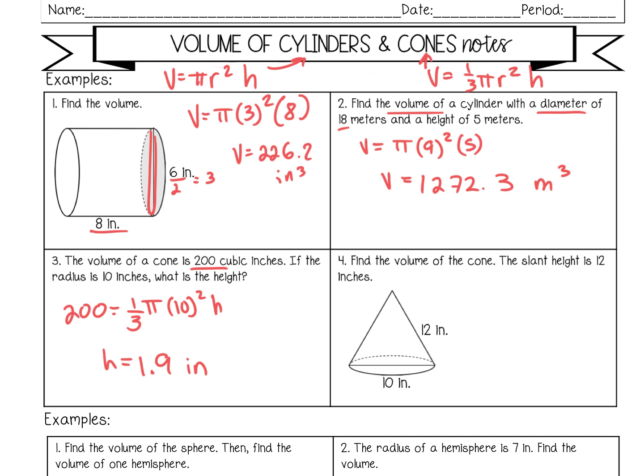And then lastly, for number 4, we have find the volume of the cone. The slant height is 12 inches. Now, you're going to have to find the height in order to solve for this, because the height is right here. We can break this radius into 2. So this is a 5, 12. We don't know what the height is yet, so I'm going to do height squared plus 5 squared equals 12 squared. So height squared plus 25 equals 144. That's going to give us a height of about 10.9. So that's the height we would be plugging in.